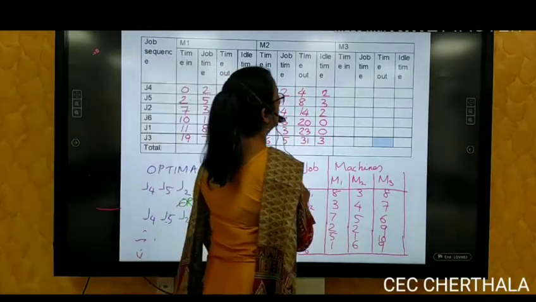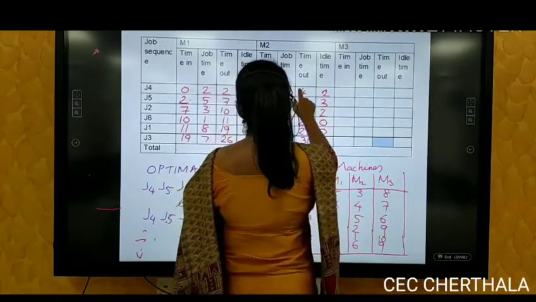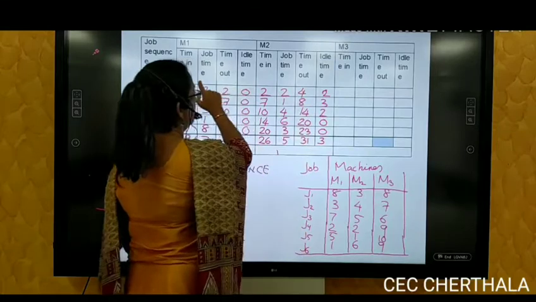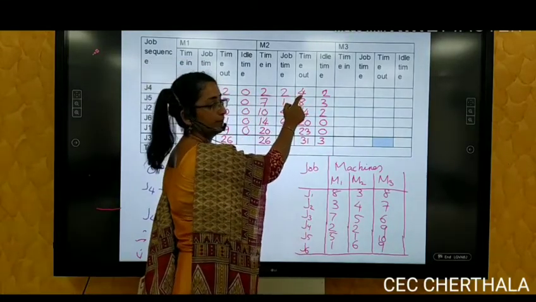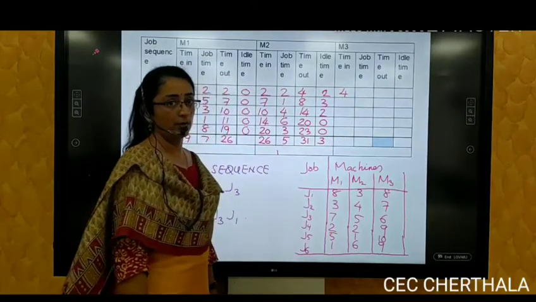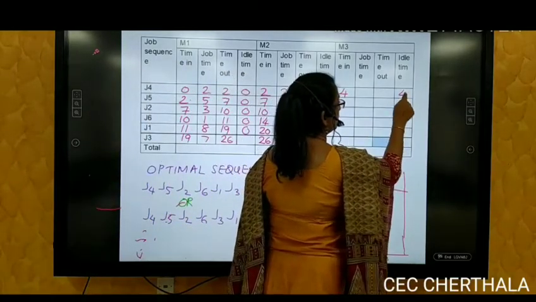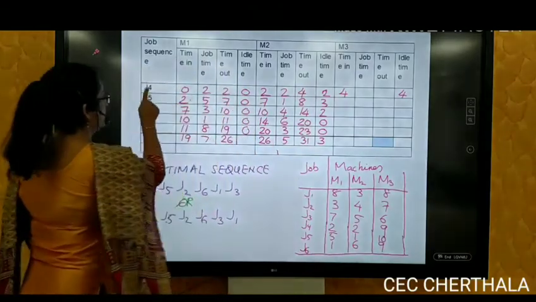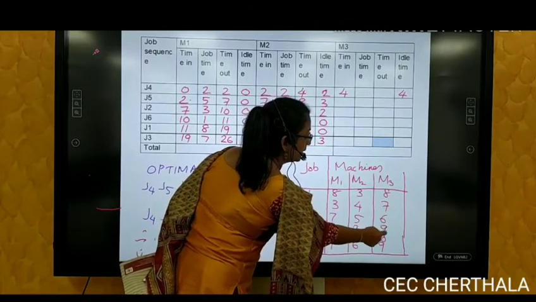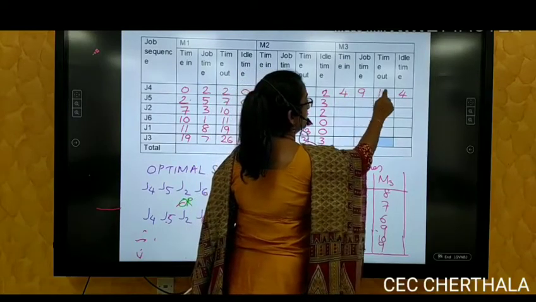Now let us fill the cells for machine M3. Here the first job is completing at machine M1 and machine M2 at the 4th day. So we should write the time in of machine M3 as 4. So the first 4 days is free for machine M3. So 4 is the idle time for machine M3. Now job J4 takes 9 days at machine M3. So 9 days. 4 plus 9 is 13.